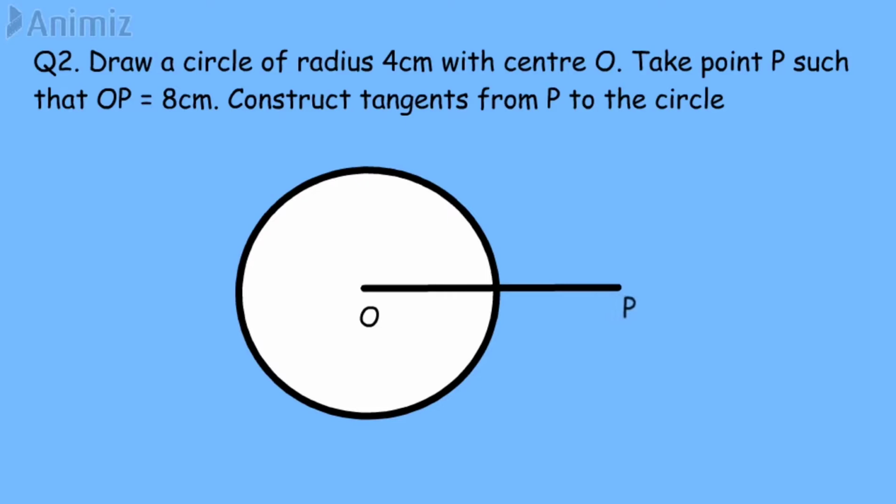Now see, half of the OP is 4 centimeter. The radius is also 4 centimeter. When half of the distance is the same as the radius, the perpendicular bisector of OP will touch the circle. But it's not a tangent according to our requirement. Our tangent should be from P.